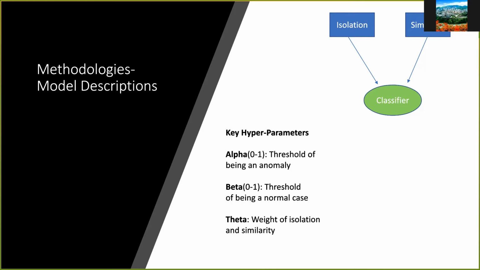After we get the isolation and similarity scores, we take the weighted average of those two scores. This weight is called theta, and it is one of the hyperparameters. The higher this score, the more likely a point is spam. Also, there are two other hyperparameters. Alpha is a threshold value for spam. If the weighted average is above this level, the point is auto-labeled as spam. Beta is the threshold for normal cases. If the weighted average is below this level, then the point is auto-labeled as a normal case. Then we can input those auto-labeled points, with the weighted average of isolation and similarity score being the sample weight, into a designated classifier. In this way, we can train a model to detect spams.